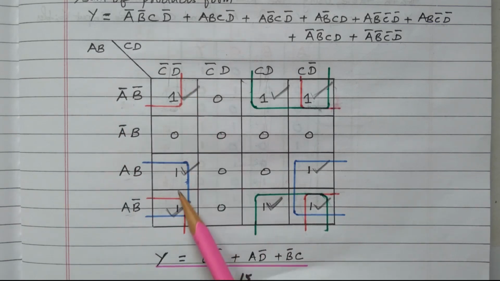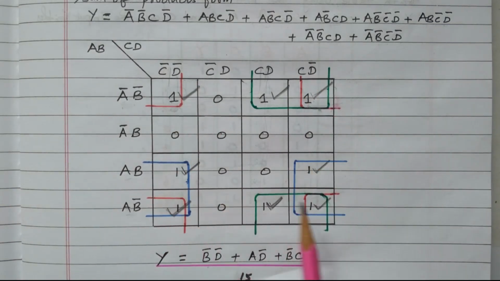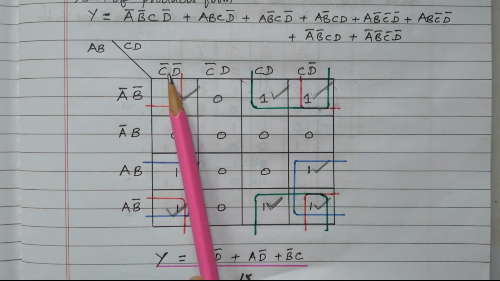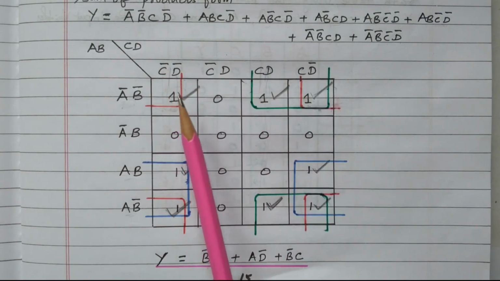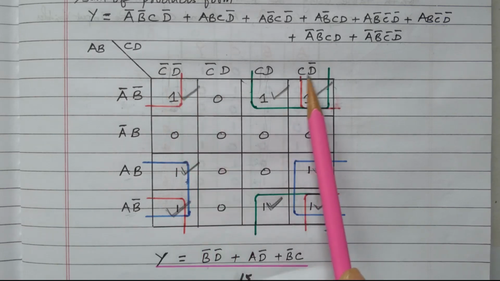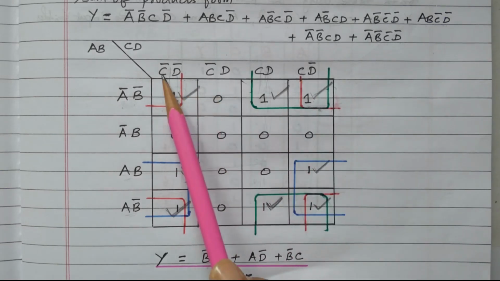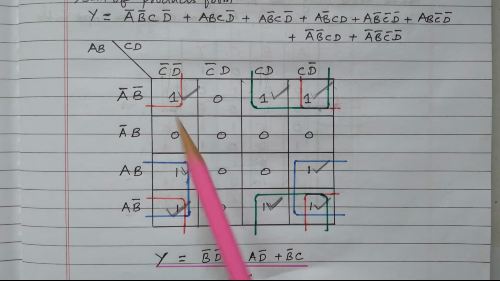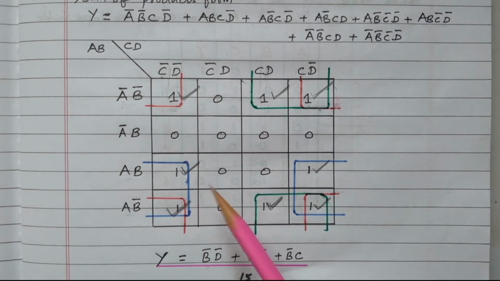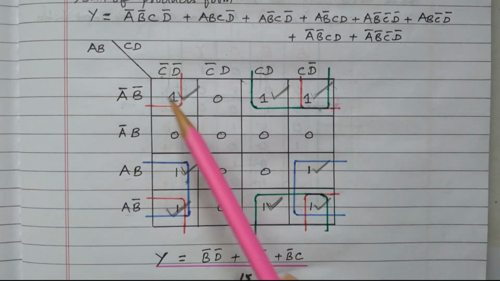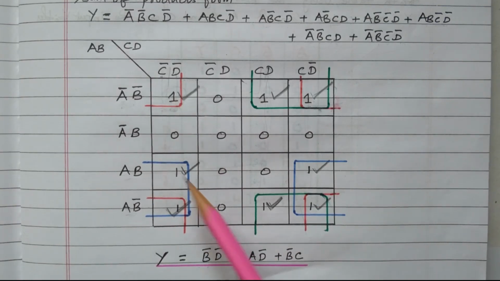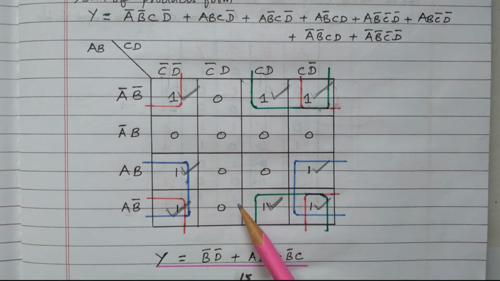Similarly, this first column and fourth column is covered because these 2 cells are combined. These 2 cells are combined. So we have to refer first and fourth column. What is available here? C bar, D bar. Here C, D bar. So the C and C bar got cancelled. Only we have D bar. So combining these 4 corners, finally what we got? B bar, D bar. Combining of these 4 corners.